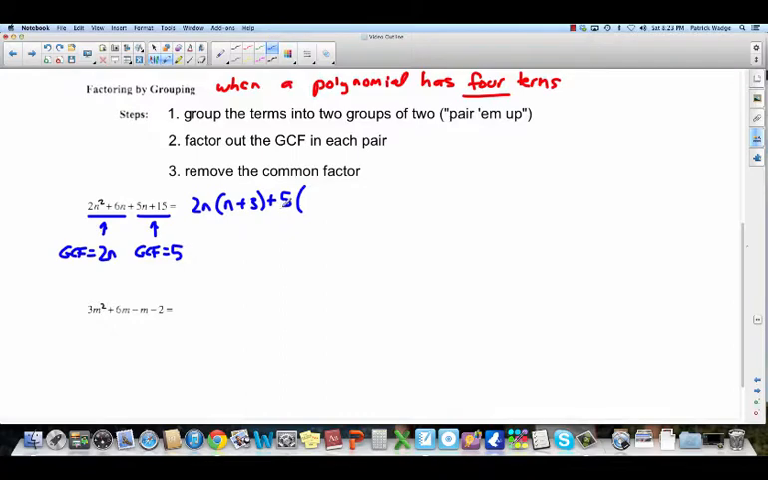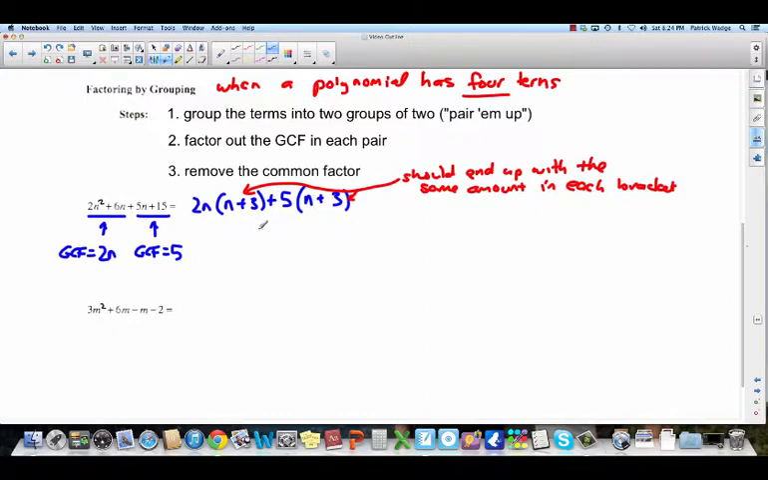Bracket. What do we have to multiply 5 by to get 5n? You have to multiply it by n. What do you have to multiply 5 by to get 15? You have to multiply it by 3. Now, you'll know you've done it right if you end up with the same amount in each bracket. So now you just follow the steps we did in those previous 2 questions. Oh, I've got n plus 3 in both brackets, so I can factor out that n plus 3 as a greatest common factor, and what's left over is 2n plus 5. That's it. We managed to factor those 4 terms.